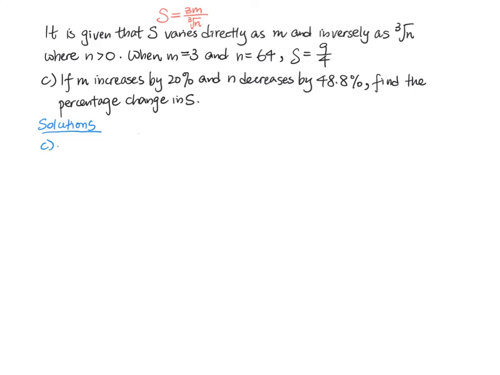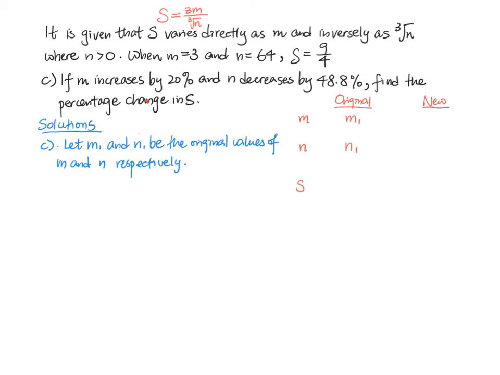So the last kind of question, of course, is the percentage problem. So M increases by 20% and N decreases by 48.8%. Find the percentage change in S. So again, we need to list out that table for our own sake. Of course, we want to find the percentage change in S. Make sure S is the subject. So we're fine here, okay?